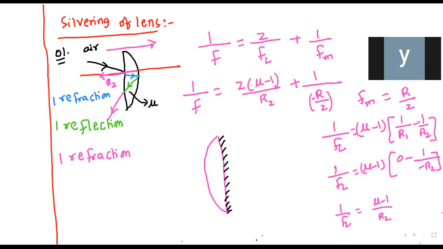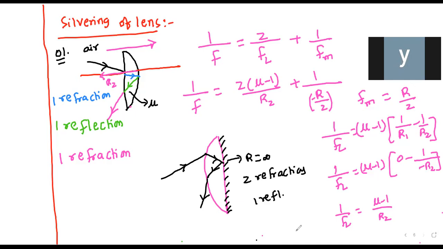So from that surface or from that face, no light rays will pass. Suppose here, whenever a light ray is passed, we'll have one refraction, then reflection, and again refraction. For this surface, whether it is silvered or non-silvered, the radius of curvature becomes infinite. So here also we'll have two refractions and one reflection.